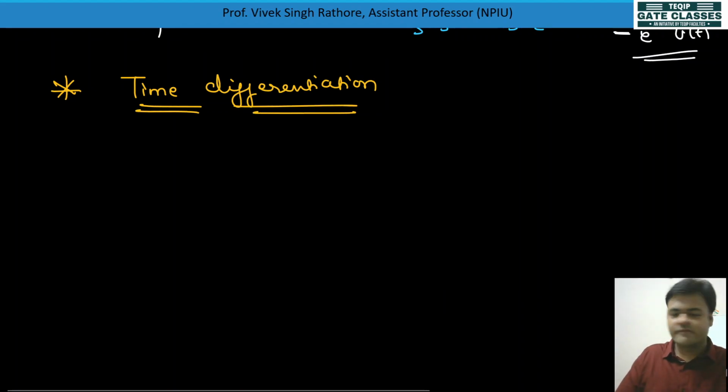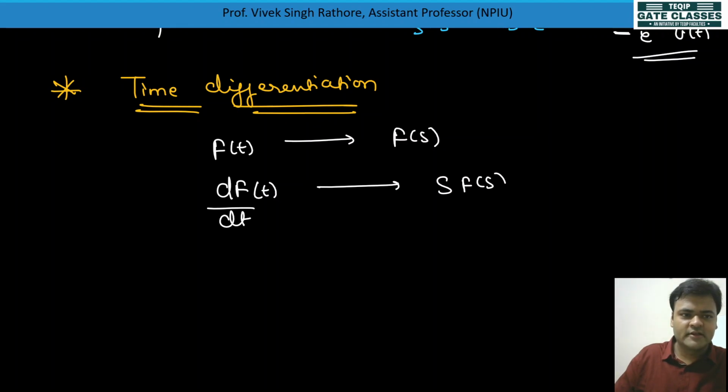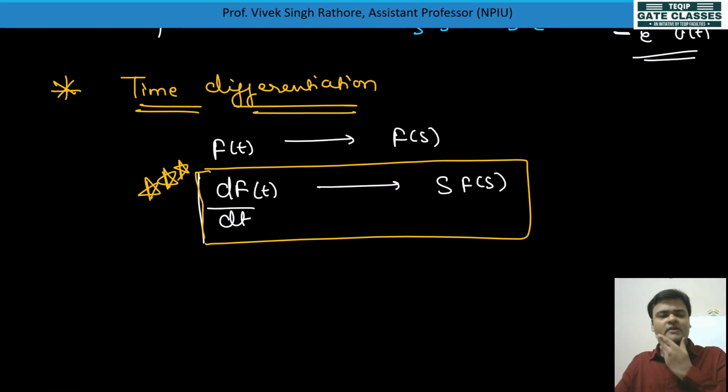So what is the time differentiation property? It means that if f of t is there and its Laplace transform is F of s, then if we do df by dt, meaning in the time domain we are differentiating, what will happen in the frequency domain? It will just multiply s into F of s. This is a very important property, and it is used in differential equations many times. You need to remember that differentiating in the time domain is equivalent to multiplication by s in the frequency domain.